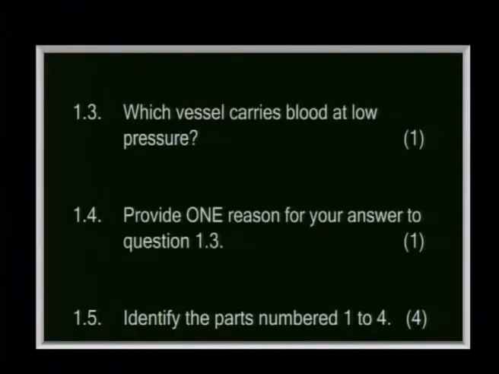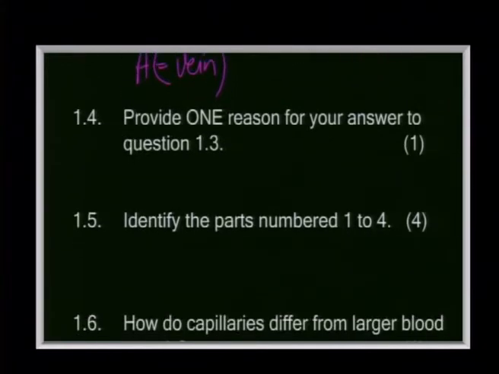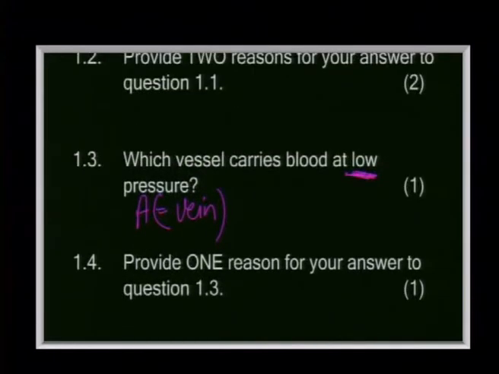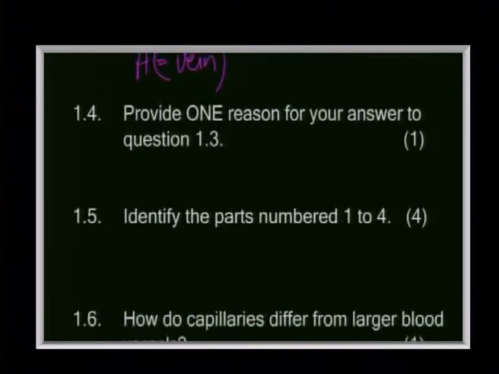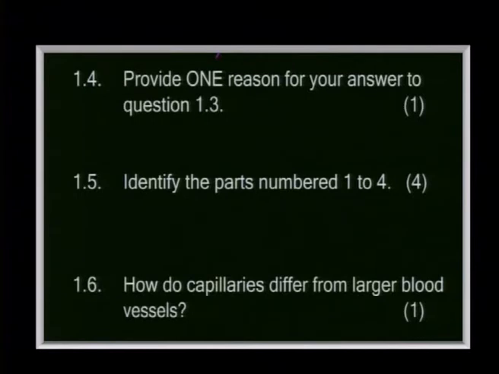Okay, which blood vessel carries blood at low pressure? Now, low pressure is always going to be blood vessel B. Oh, sorry, blood vessel A, because we said B was the artery. So blood vessel A, which is the vein. I'm just writing vein in here so that you know. All right, provide one reason for your answer to question 1.3. So why do we say that it's a vein that carries blood at low pressure? It's going to be because it has a large lumen, or you could say that it has a thinner, smooth muscle layer. Okay, that would be a reason for your answer, because it then decreases the pressure.